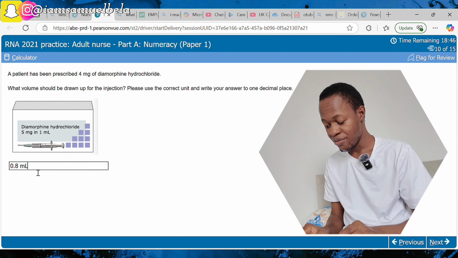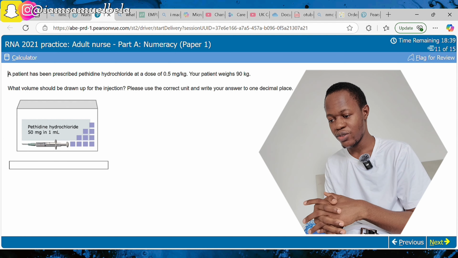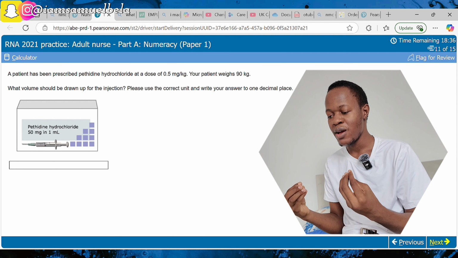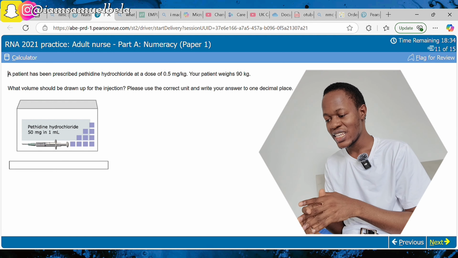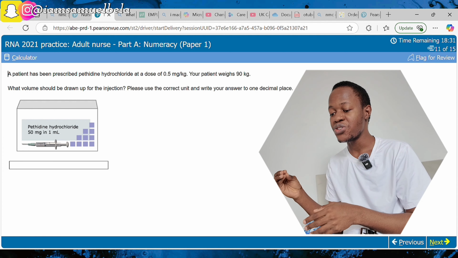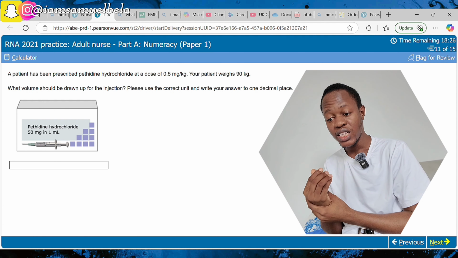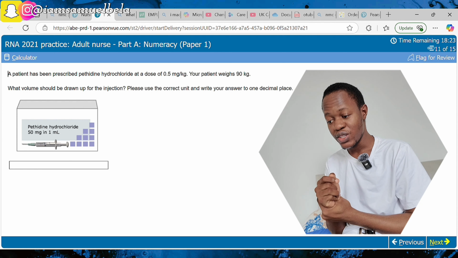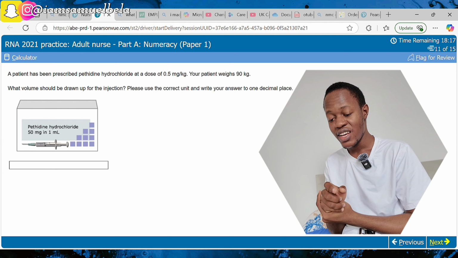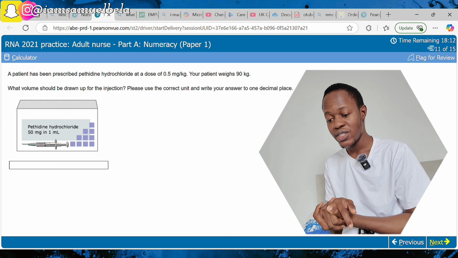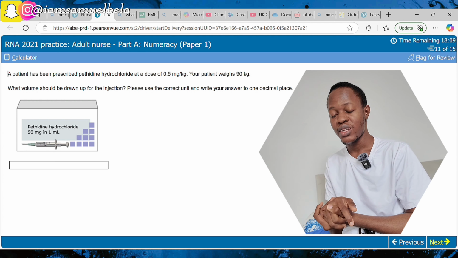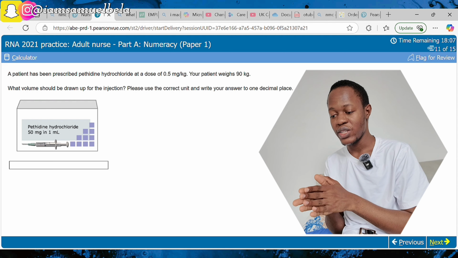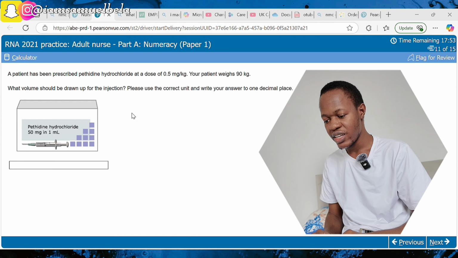A patient has been prescribed pethidine hydrochloride at a dose of 0.5 milligram per kilogram. Your patient weighs 90 kilograms. So that means this person is due for 45 milligram. What volume should be drawn up for the syringe? This person is to take 45 milligram, and we have 50 milligram in 1 mil. So let's use the same method again to calculate it. 45 divided by 50, 0.9 mil.